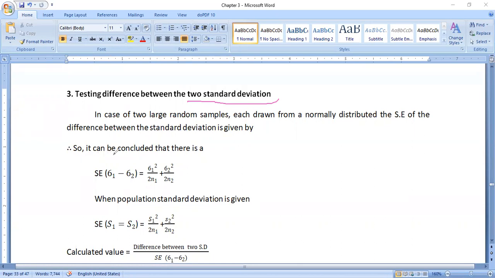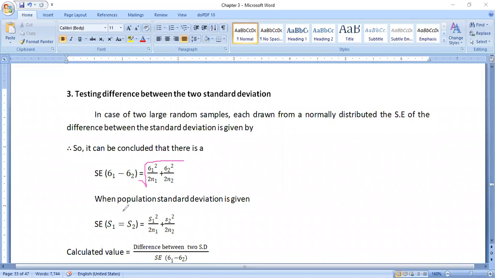So it can be concluded that there is a small formula: the standard error of standard deviation 1 and standard deviation 2. In the previous problem we had x bar 1 minus x bar 2, but in this given problem, the standard error of S1 minus S2 is equal to the square root of standard deviation 1 squared divided by 2 into n1, plus standard deviation 2 squared divided by 2 into n2.